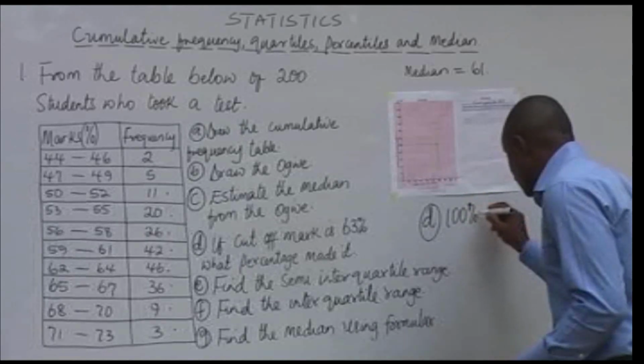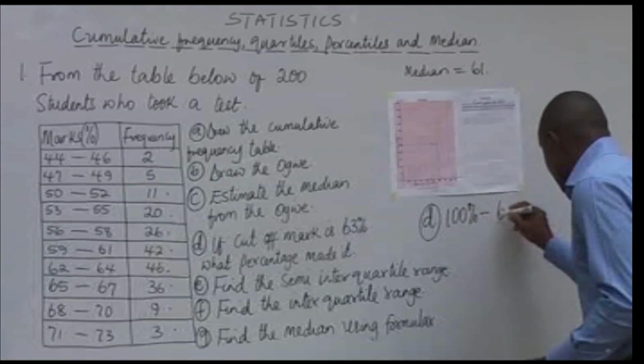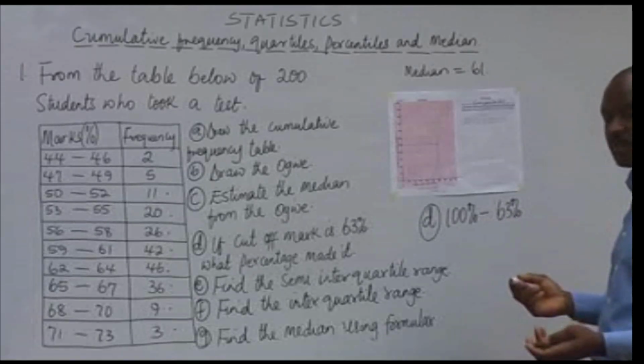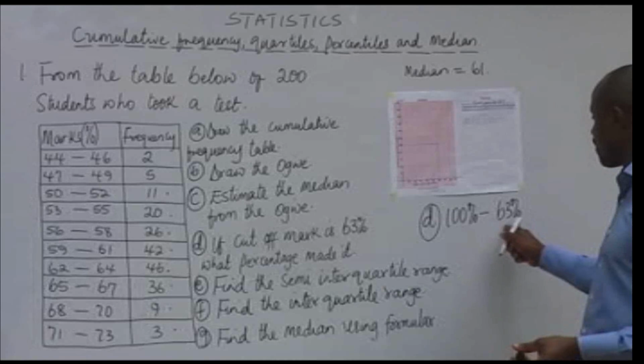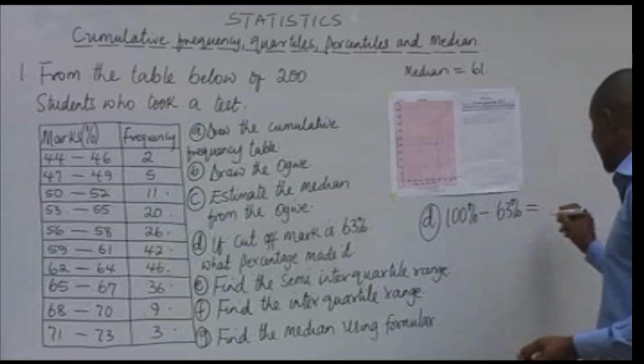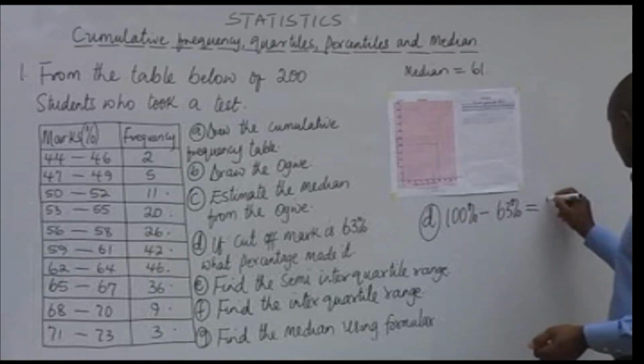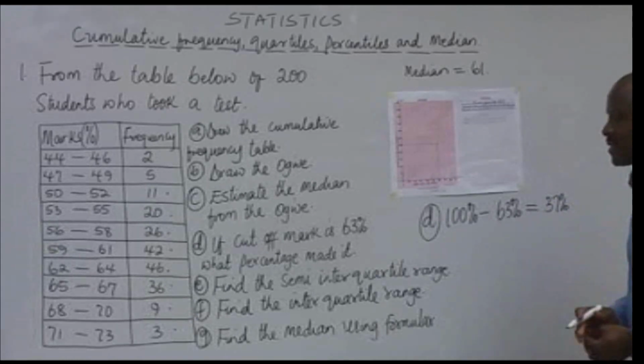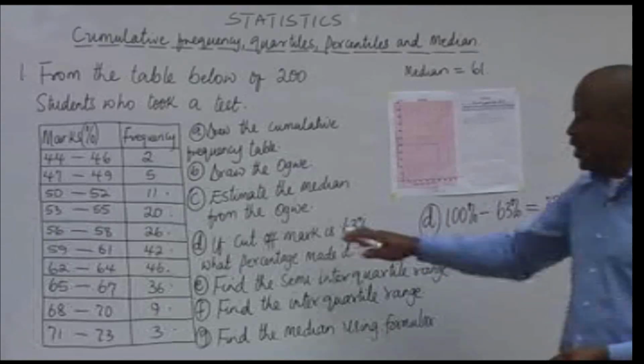100% minus 63% made it. It's very simple. If you subtract 63 from 100, you're going to have 37. So 37% made it. And that has answered question number D.